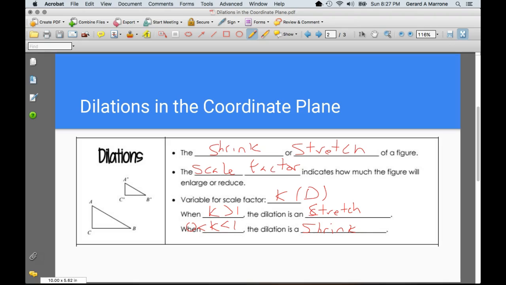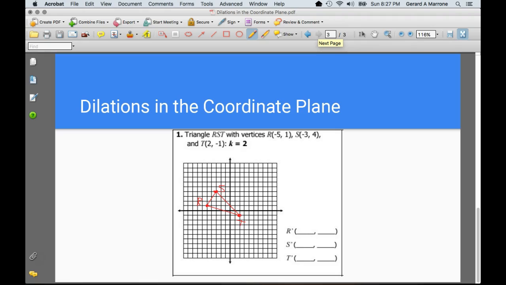Just like before, our original image is our pre-image, and our newly created figure is going to be our image. So let's take a look at an example. Here we've got triangle RST, and they gave us our scale factor of 2. Because that's larger than 1, we're going to stretch this.